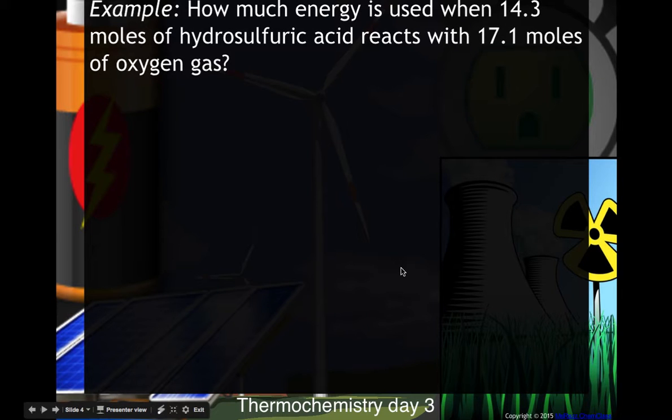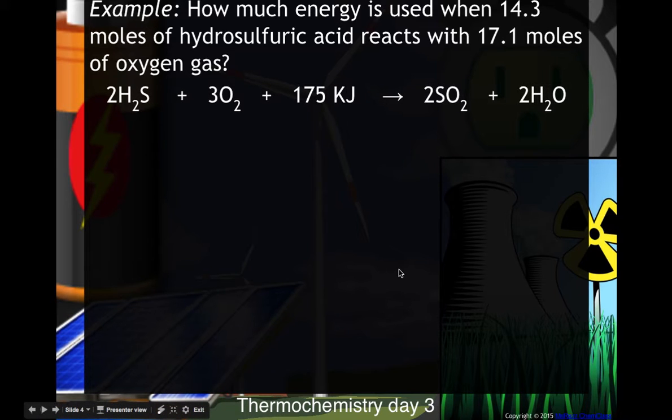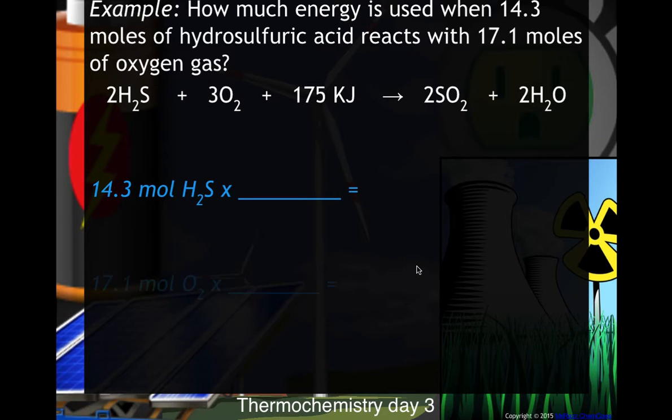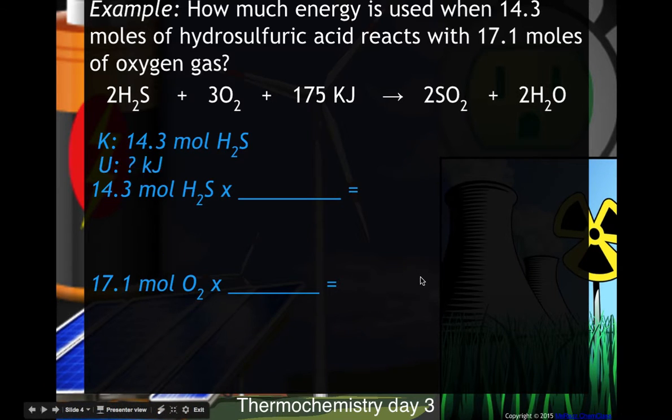Here's your example. How much energy is used when 14.3 moles of hydrosulfuric acid reacts with 17.1 moles of oxygen gas? Here's your equation. Now you're told here that we have to add in 175 kilojoules of energy. So you know that this is an endothermic reaction. We're going to take what we know. We know we have 14.3 moles of hydrosulfuric acid, and we're asked to calculate how many kilojoules.